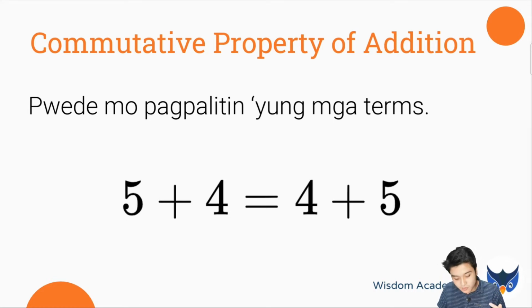Sa commutative property of addition, pwede mo pagpalitin yung mga terms. So in this case, look at your screens. 5 plus 4 is equal to 4 plus 5. Pinagpalit yung 5 plus 4, ginawang 4 plus 5. Pareho lang yun. So, ganun din, kapag nag-deal tayo with polynomials, pwede magpalit-palit yung mga terms natin. Ikaw bahala mag-organize ng mga terms, no? So, yun yung mapupulot natin sa commutative property of addition.